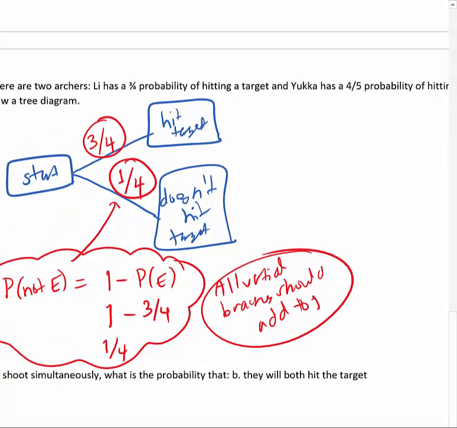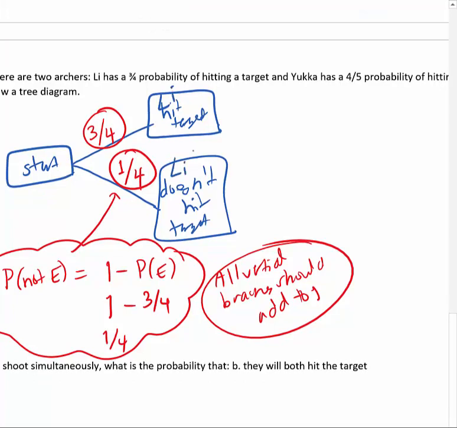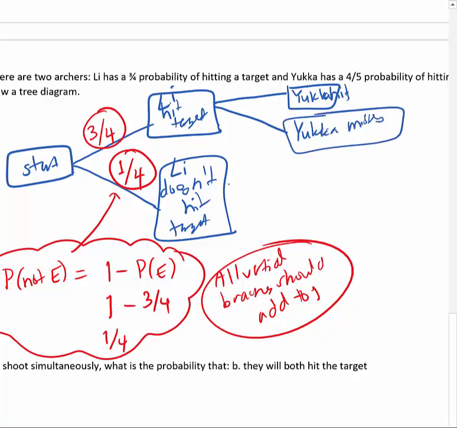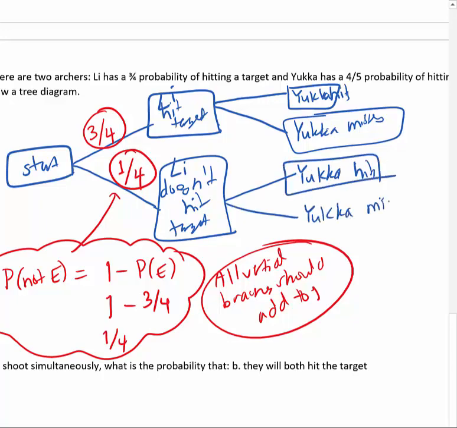Then, I should say who that was, huh? Because there are 2 people here. Lee hits the target, Lee doesn't hit the target. And each of those, it's almost like a parallel universe. In one universe, let's say Lee hit the target. Well, then there are 2 possible things that can happen for Yuka. Yuka hits the target, or Yuka misses. And then in the parallel universe, Lee doesn't hit the target. Both of those things can also happen. Yuka hits the target, or Yuka misses.